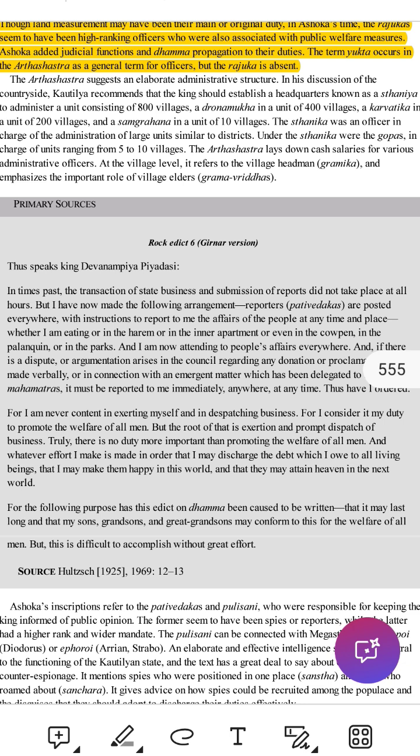Stanika. This was the officer in charge of the Sthaniya, which managed 800 villages. He was responsible for making big decisions for these 800 villages. Think of him like the district officer or the head of a big department.